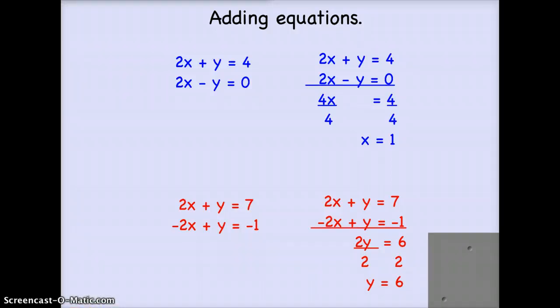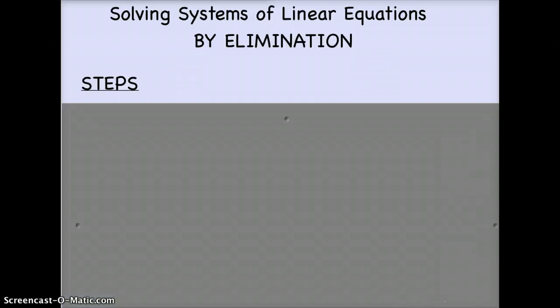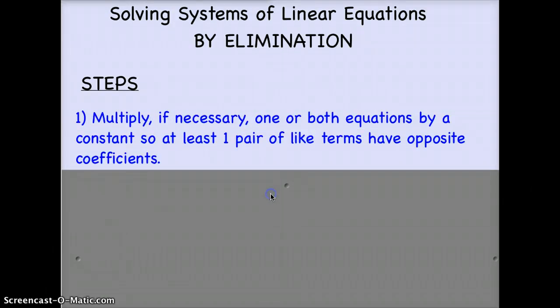So let's start with the front page of your notes, the steps. As usual, the steps may seem a little confusing now until we actually get to the example, so for now just get them written down. So step 1. Multiply, if necessary, one or both equations by a constant so at least one pair of like terms have opposite coefficients.